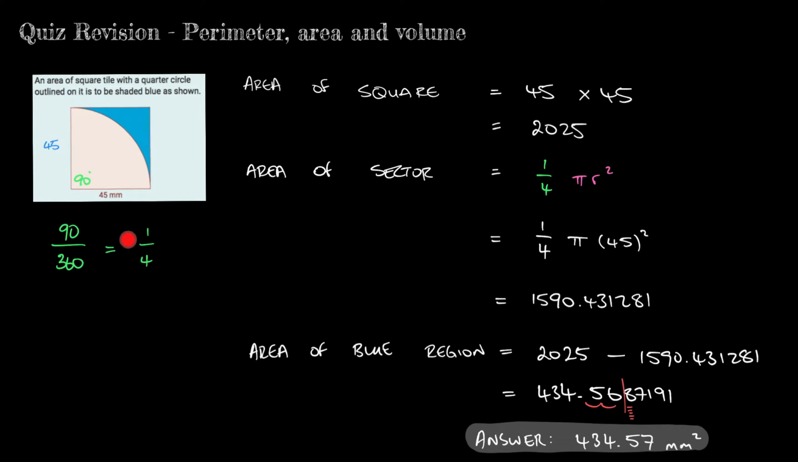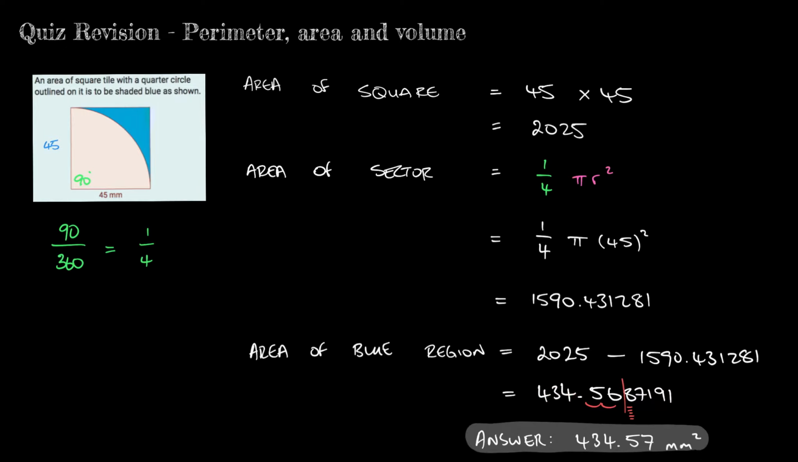But I don't want the full circle, I only want 1/4, because 90 over 360 simplifies down to 1/4. So 1/4 pi r squared. If I type that into my calculator using the pi button, I'll get, to the nearest decimal, 1590.431281. So if I want to find the area of the blue region, I need to take the area of the full square and take away the area of the sector. So that's the full square, take away the sector, which gives me this.